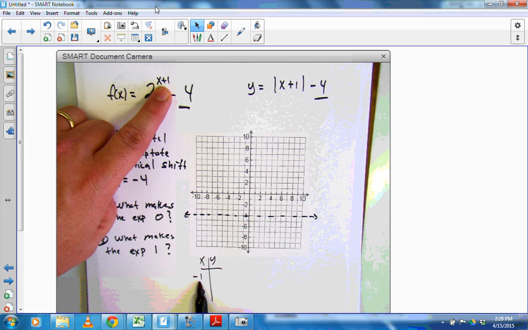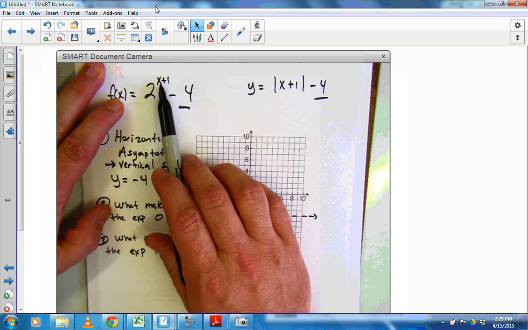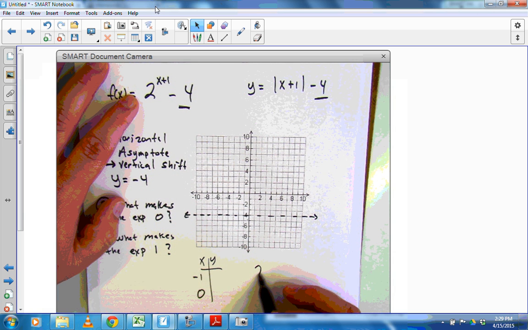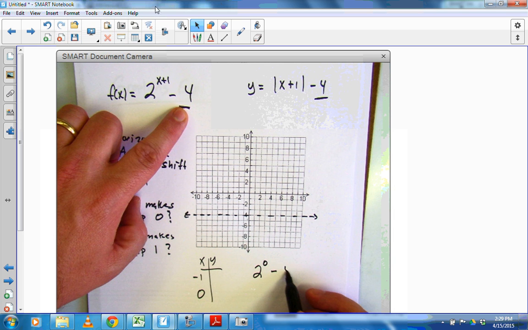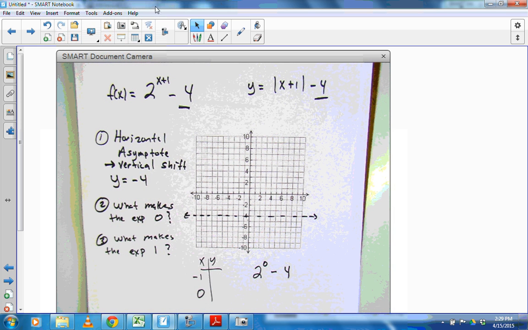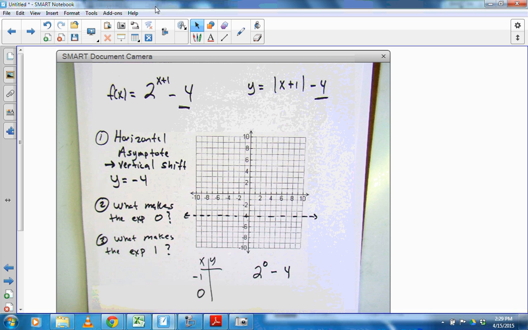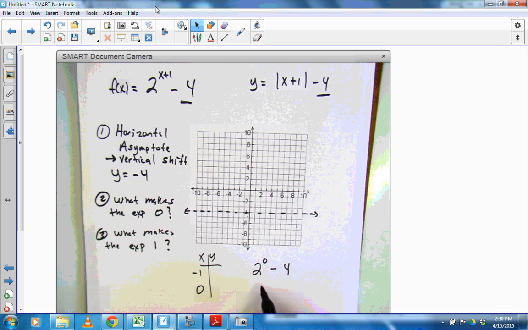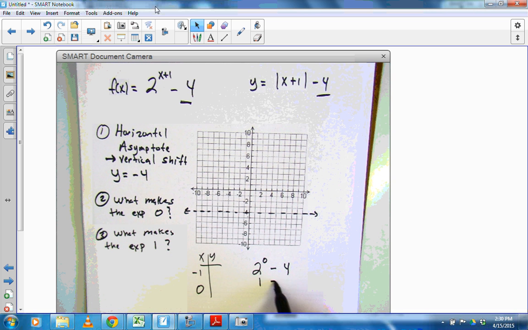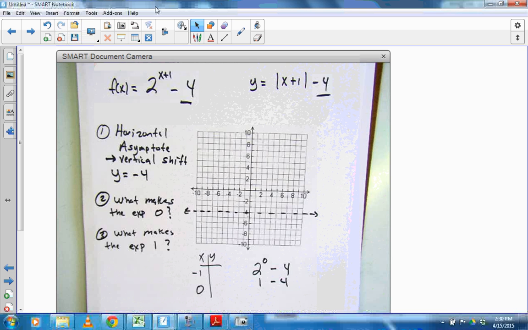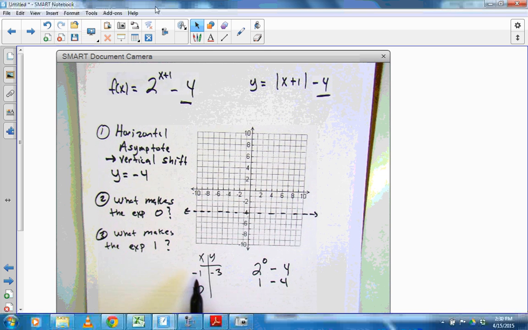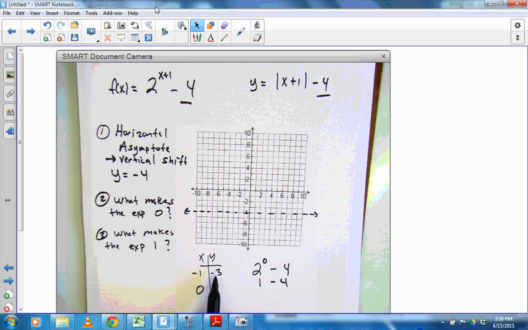If I plug in -1, that's going to turn the exponent into 0. So that would give me 2 to the 0 power minus 4. All right, now let's calculate this. 2 to the 0 power would be 1, and then 1 minus 4 is -3. Okay, so when x is -1, y is -3.